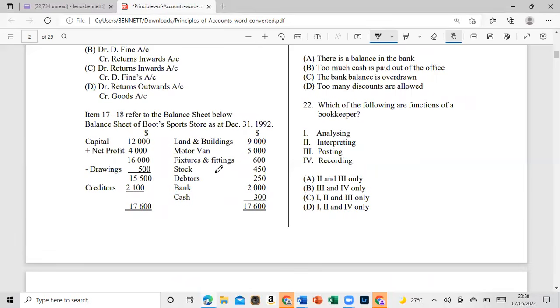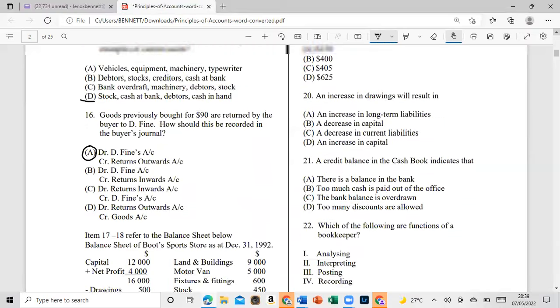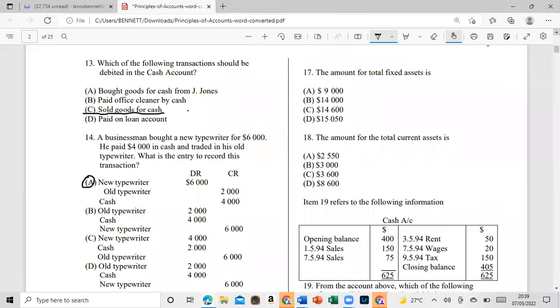All right, numbers 17 to 18 refer to the balance sheet below. It's the balance sheet of Boots Sports Store at December 31st, 1992. It gives you all that information, and we look for the question. Capital, the net profit, the drawings, the creditors, and then on the other side they have the land. Basically, you have the assets and so on. We can just go with the question, because sometimes it doesn't make sense to look through everything, but they will go back to the diagram.